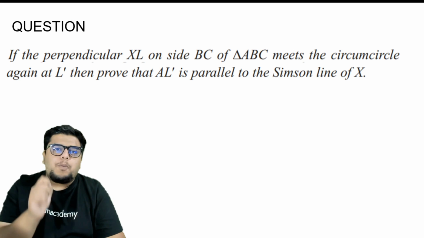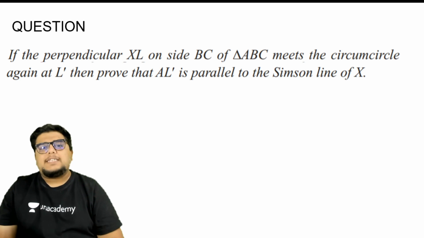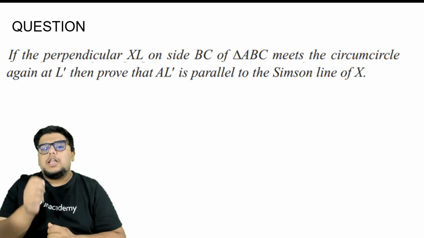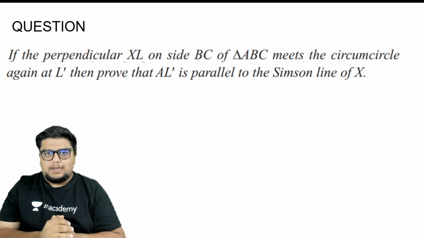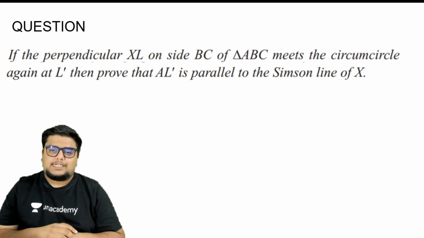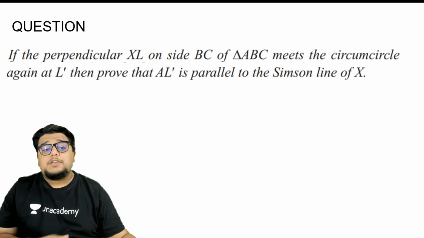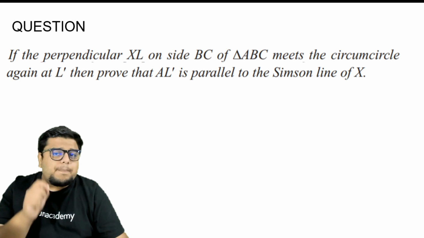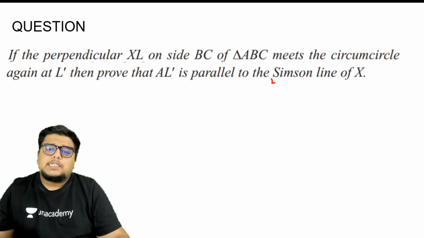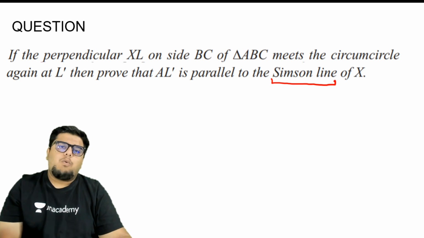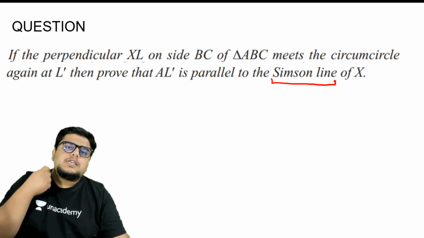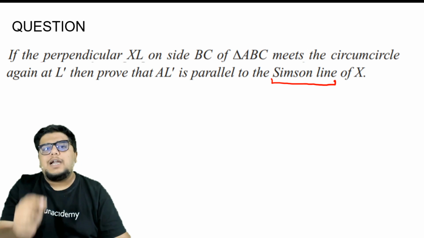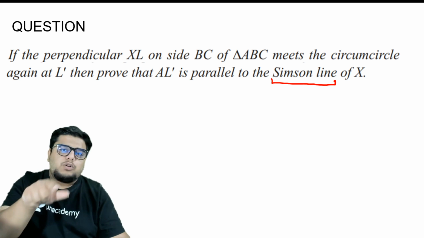The question says, if the perpendicular XL on the side BC of a triangle ABC meets the circumcircle again at L dash, then prove that AL dash is parallel to the Simpson line of X. Now a question comes up, sir, everything is fine here, I can understand all the words, but the only thing that surprises me is Simpson line. What is this line? Now this is a very interesting property of a circle and a triangle, and let's start off by understanding Simpson line, and after that we will come back to this question.